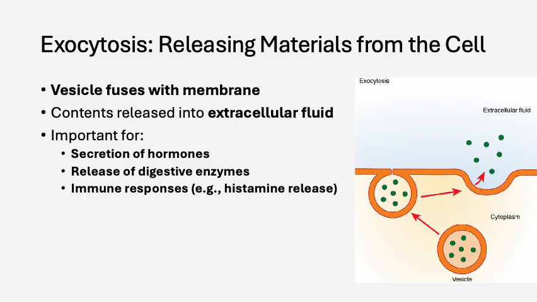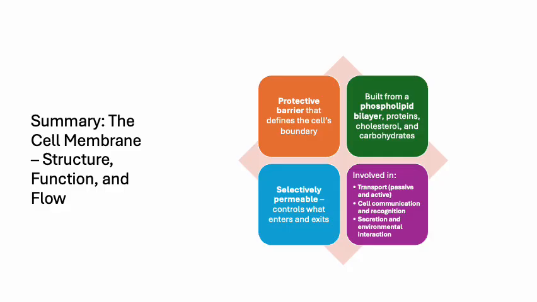Exocytosis is an active transport process used to move materials out of the cell. In this process, vesicles inside the cell travel to the cell membrane, fuse with it, and release their contents into the extracellular space. This mechanism is essential for secretions, including releasing hormones, neurotransmitters, and digestive enzymes. Exocytosis also plays a role in immune response by allowing cells to release signaling molecules that coordinate defense and inflammation.